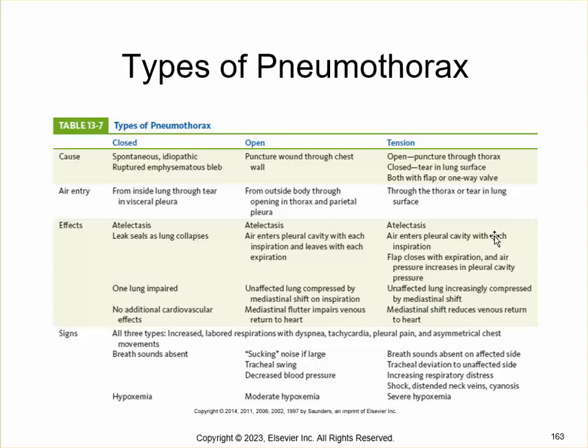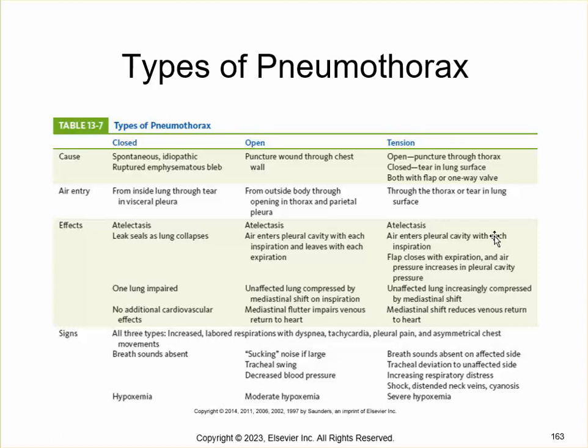What can happen if it's bad enough is that the unaffected lung can collapse because of the pressure from all this air on the opposite side, pushing the mediastinum over all the way. It's pushing the heart and impairing the heart, but it's also pushing against the other lung and the other pleura, increasing the pressure in that pleura, and can cause atelectasis on the other side. It's a very scary thing.